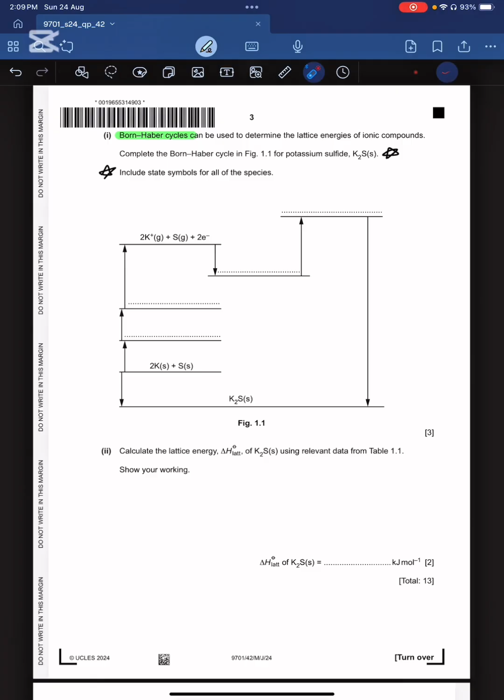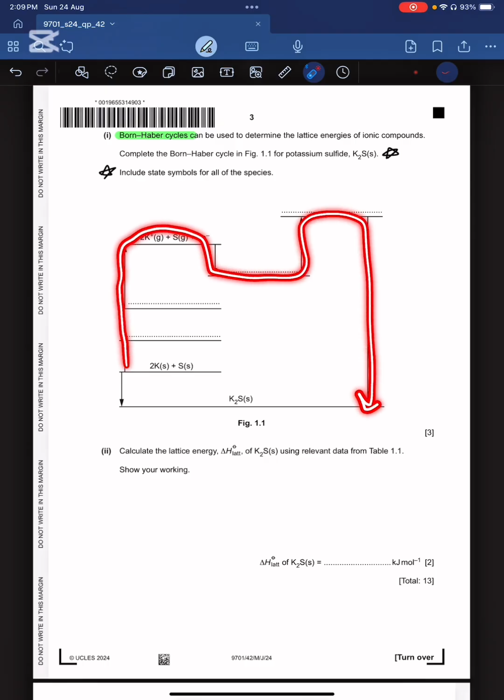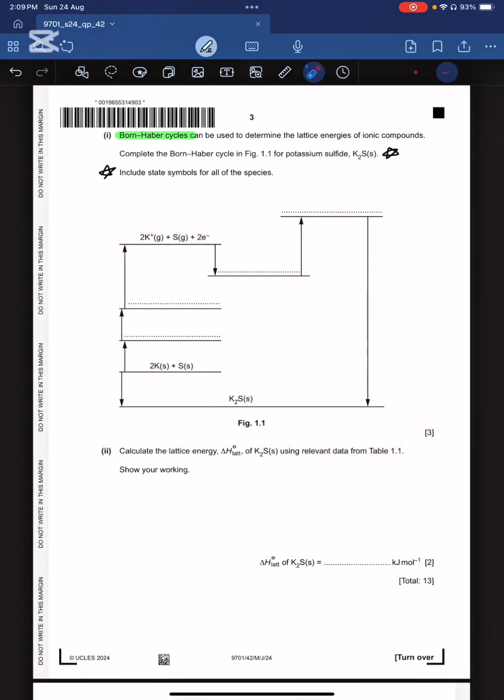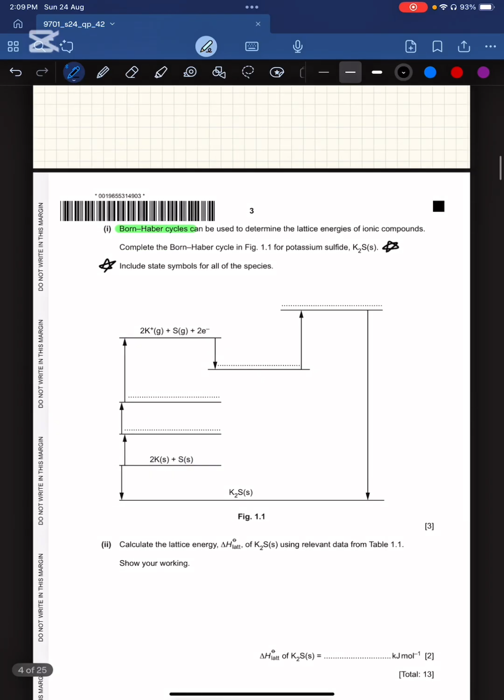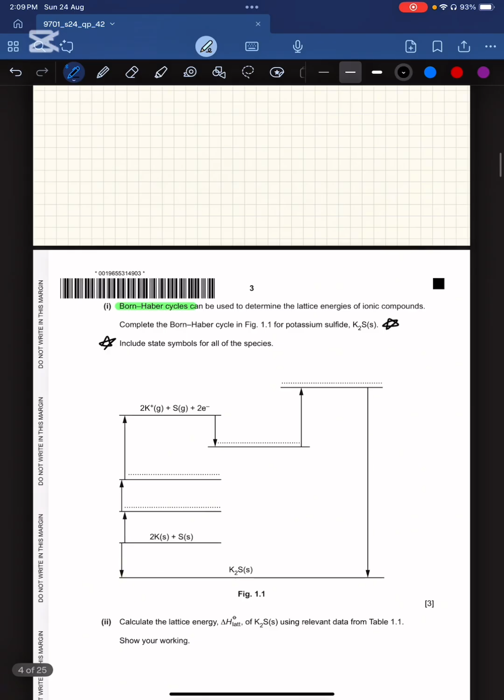A Born-Haber cycle, remember, always has two routes. One route is this one, and the other route is the longer one, this one. So this is one route, and this is the second route. They have already completed one route for us. We need to complete the second route, which is the longer one. Let's do that. Now, when you attempt a Born-Haber cycle, there should be some ground rules that you should know. Whenever you need to remove an electron or you need to add an electron, every single time the species needs to be in a gaseous state.